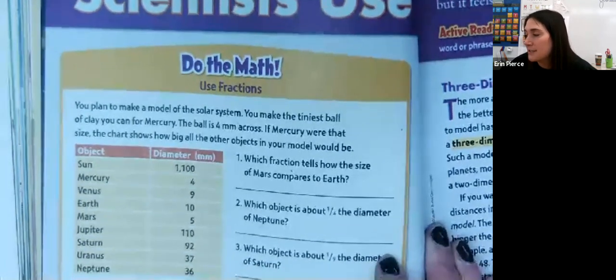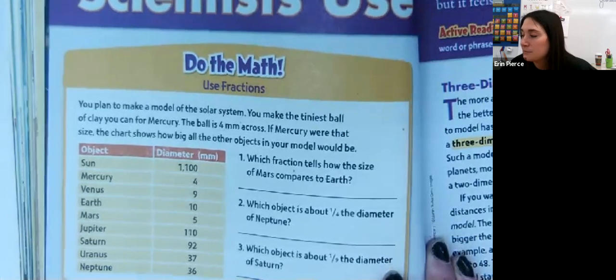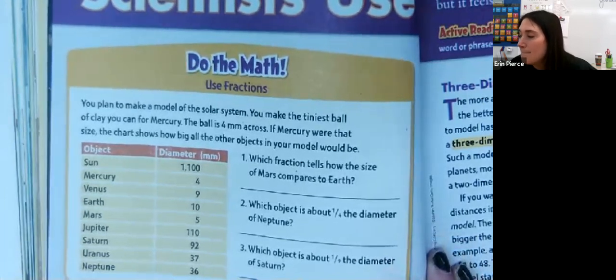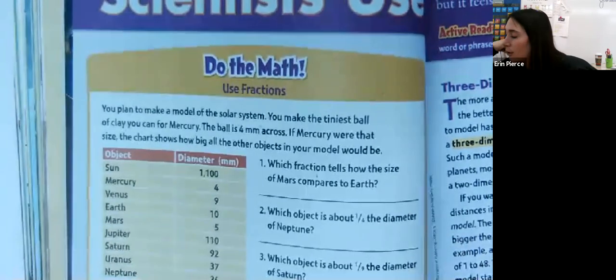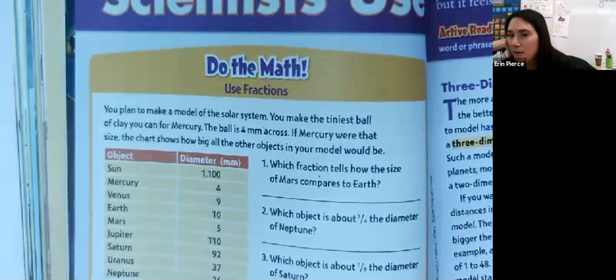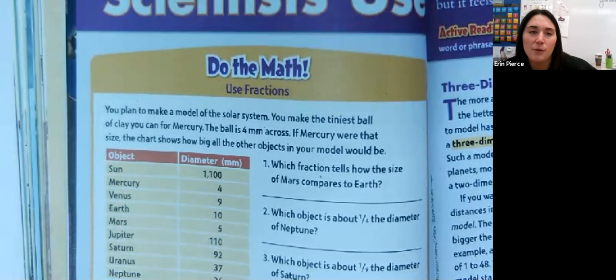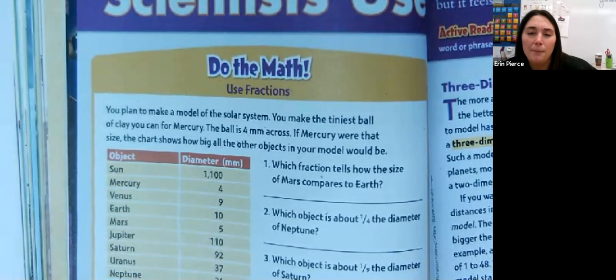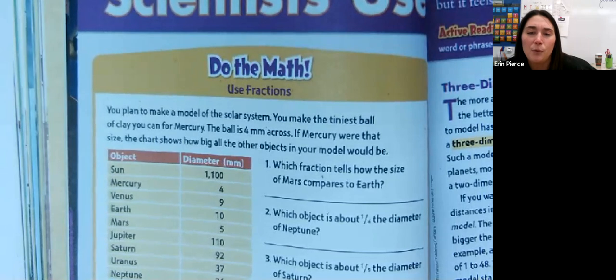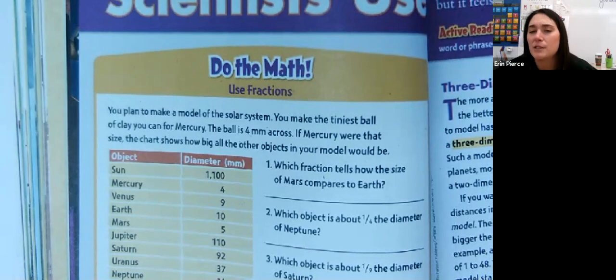Which fraction tells how the size of Mars compares to Earth? So if we look at Mercury, it is 4 millimeters, and we're talking about Earth. How does Earth is 10? If you are off, stay on mute, okay? Which fraction tells how the size of Mars compares to Earth?